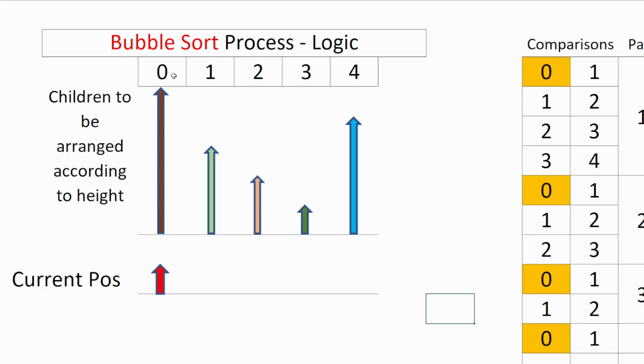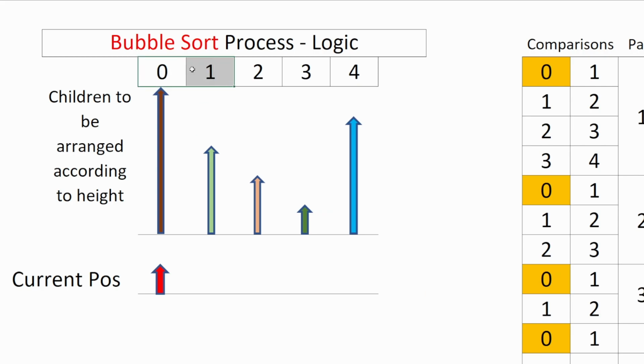Now in the bubble sort process, we compare adjacent cells. In the selection sort process, we tried to figure out from a particular position which child is the shortest, and we swapped at that particular time. Over here, we do not figure out where is the shortest or tallest. We just compare two children who are standing side by side.